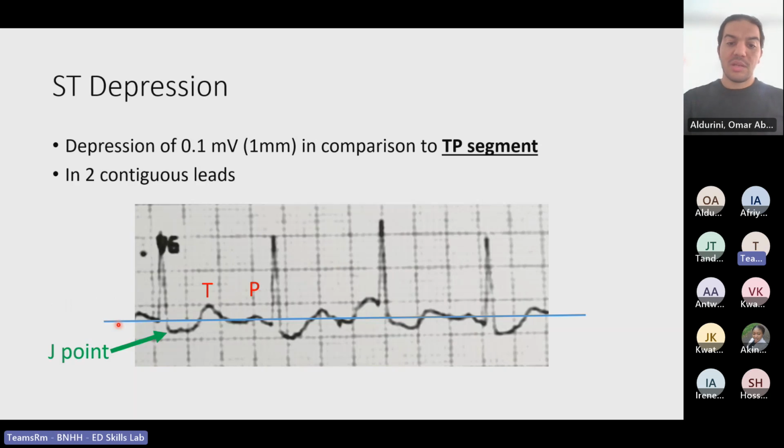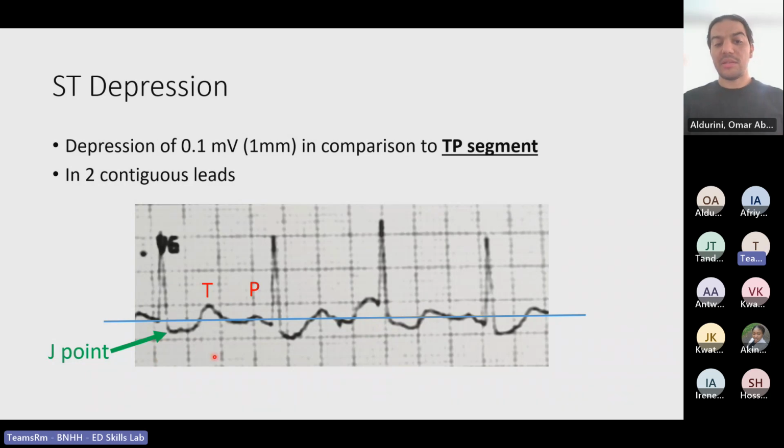Okay. So we have seen the normal, and that we can't find any change, and we have seen the first change, which is the T wave inversion. So the T wave pointing downward where it should be pointing upwards. Okay, so we will now look at the second change, which is the ST segment, and if it's deviated upwards or downwards.